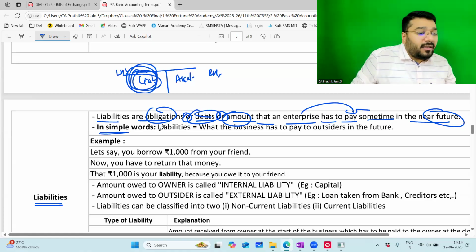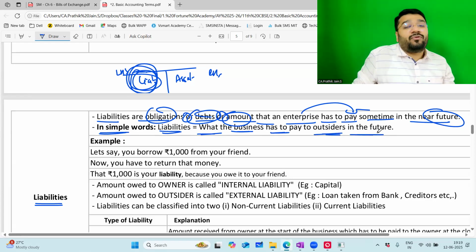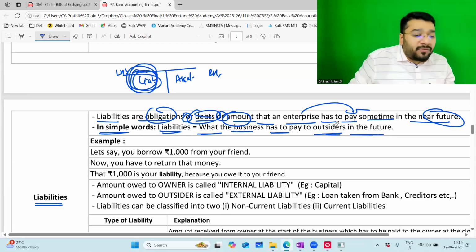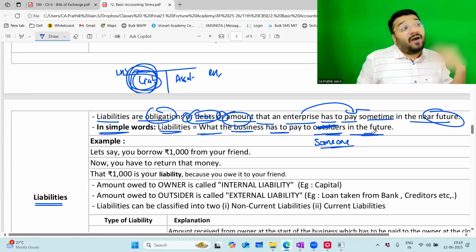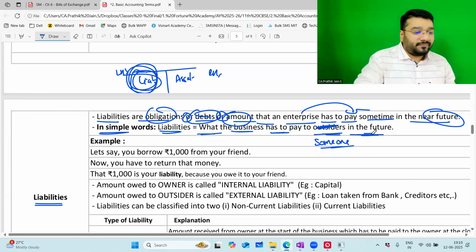In simple words, liabilities is equal to what the business has to pay to the outsiders in the future. What the business has to pay someone in future. Instead of the word outsider, I write what the business has to pay to someone in future. Anything that the business has to pay someone in future is liabilities.